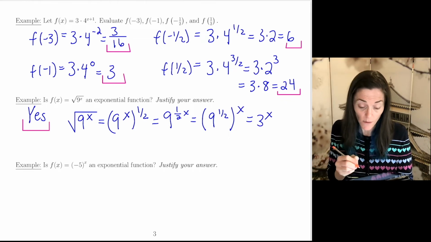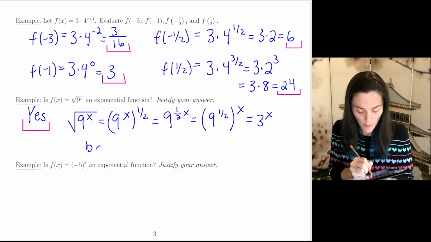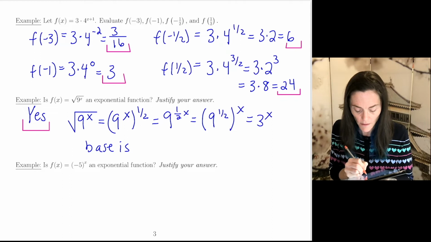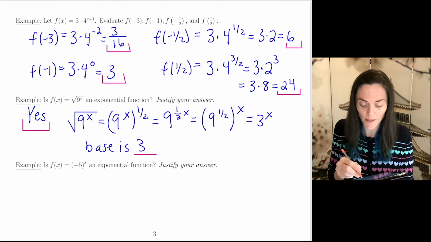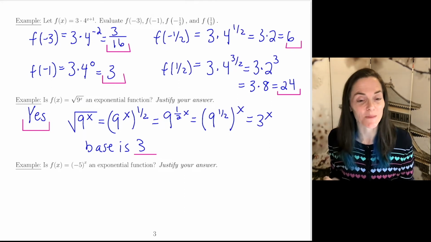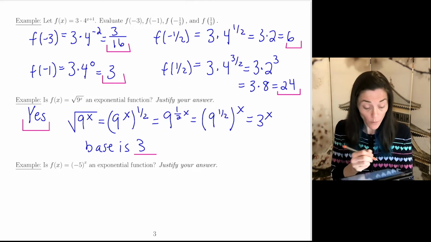So yes, we can see it. In fact, the base is 3. We just had to use some properties of exponents to realize we were looking at an exponential function. But the second one is no.